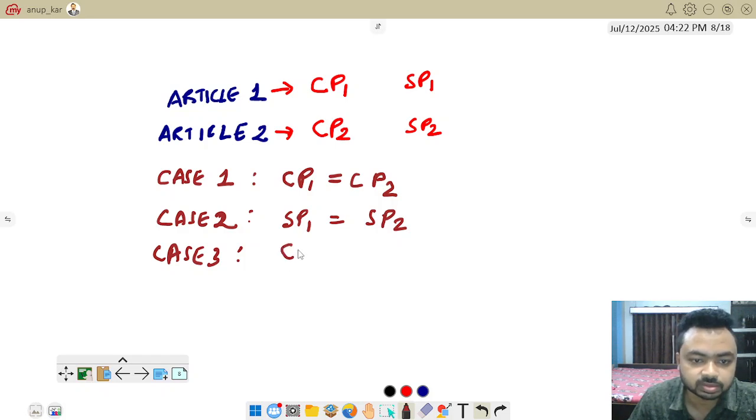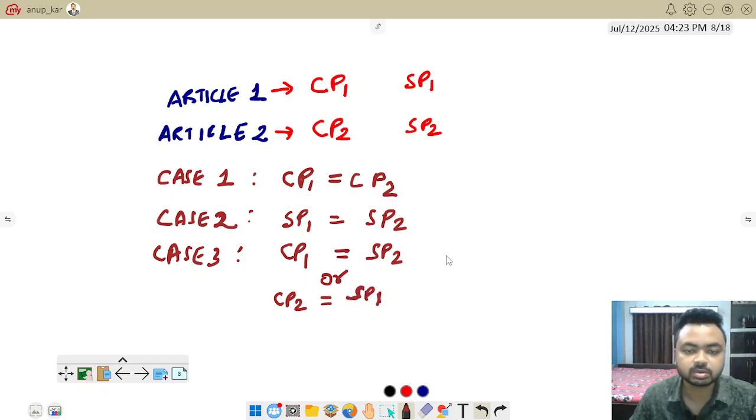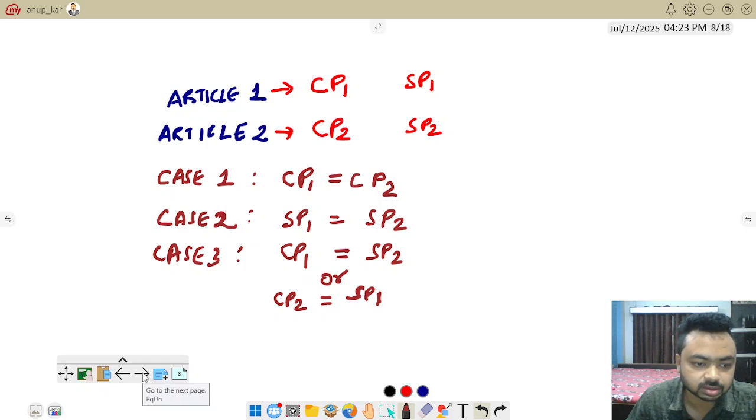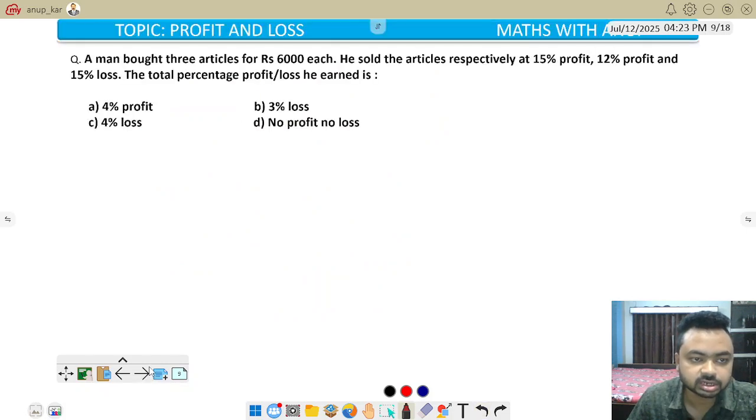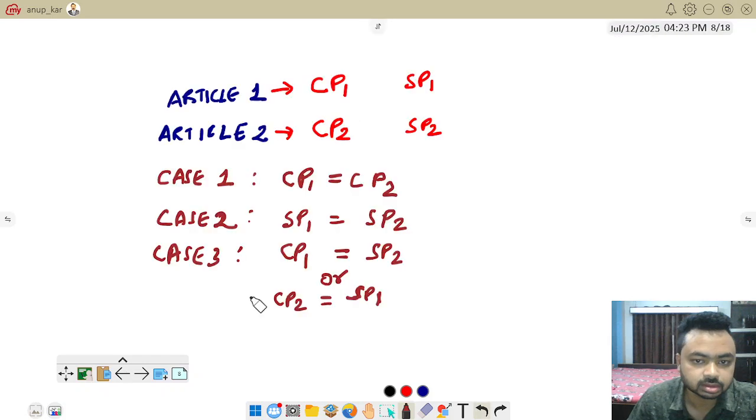And case 3 is a different scenario. The cost price of the first article is equal to the selling price of the second article, or the cost price of the second article is equal to the selling price of the first article. We can better understand with the help of problems. So let's proceed. The first question is related to this case 1.